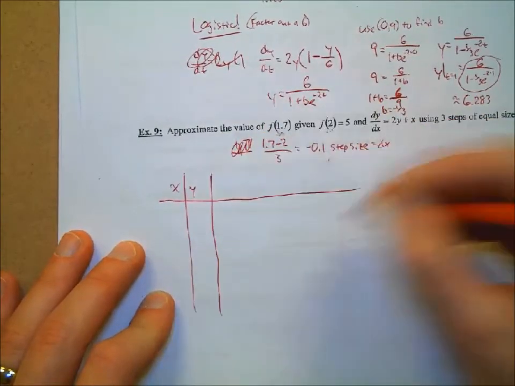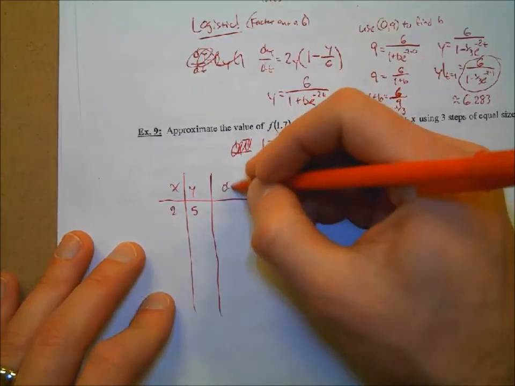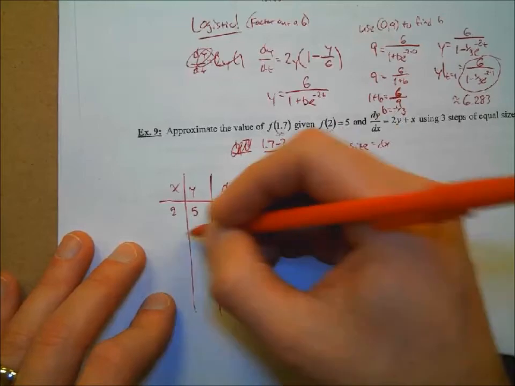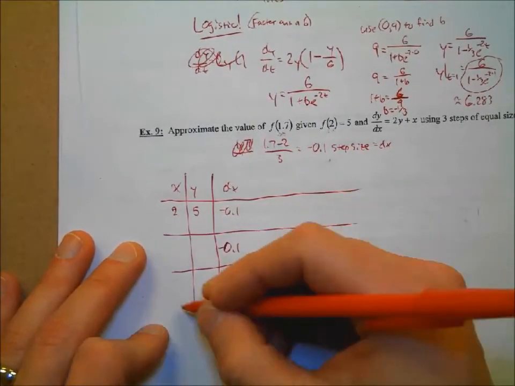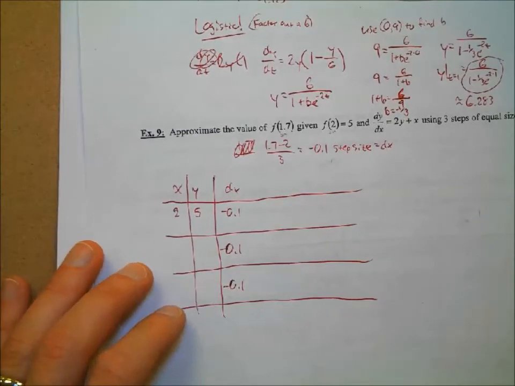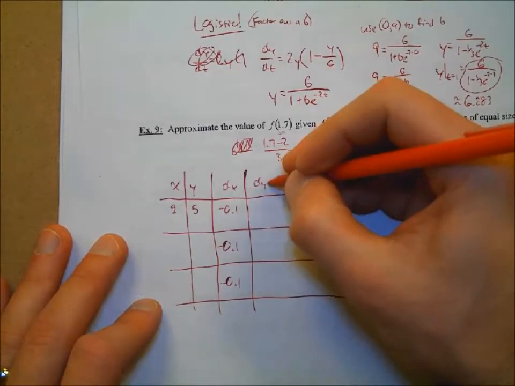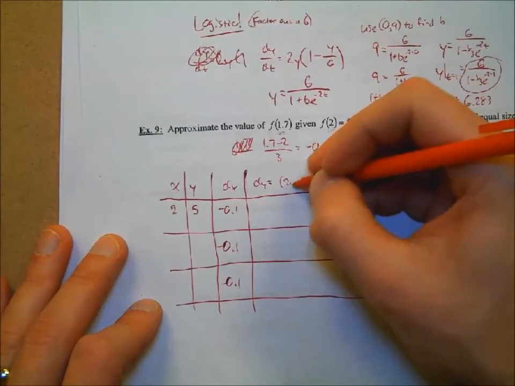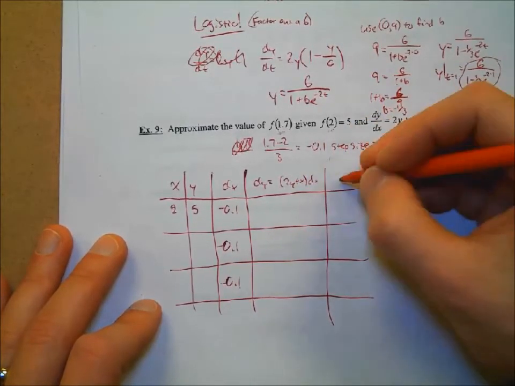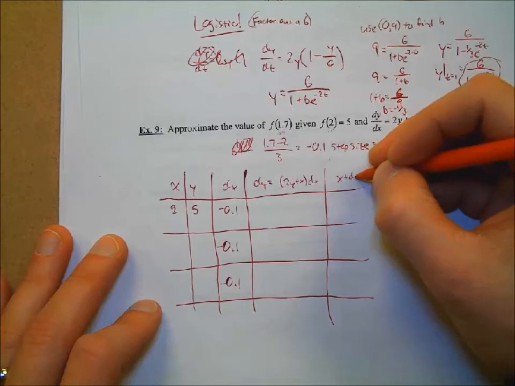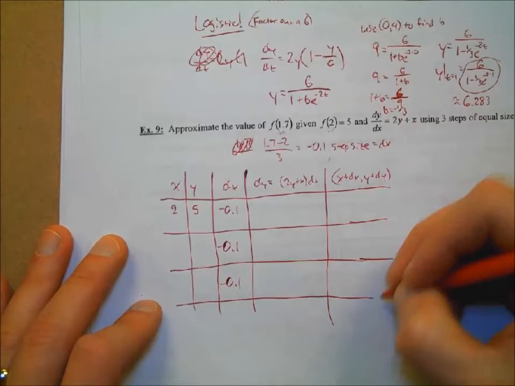Our starting point again is 2, 5. Our dx, our change in x, is negative 0.1 for all 3 steps. And then our dy, our change in y, is the quantity 2y plus x times dx. And then we've got x plus dx there, y plus dy. Okay.